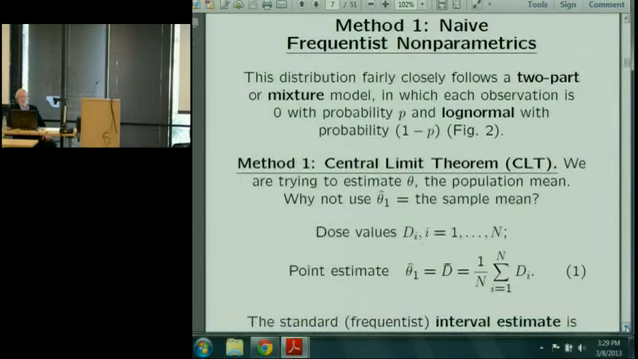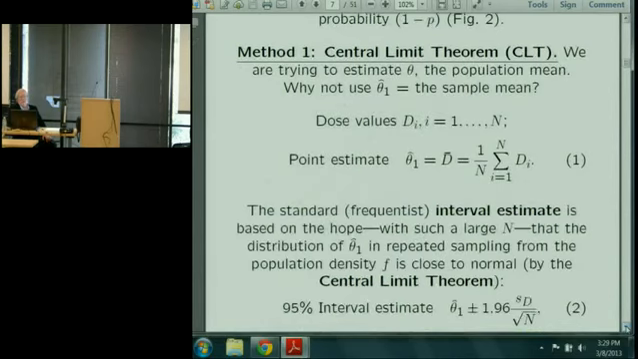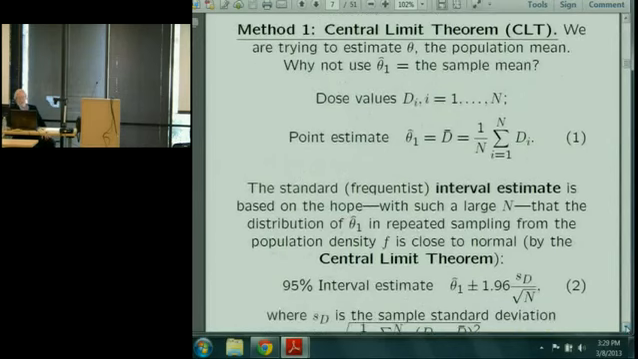So the central limit theorem is actually a nonparametric frequentist method because you get an answer as capital N gets big without having to write down any sampling distribution at all. You get the same answer by the central limit theorem. So we're trying to estimate the population mean. Why not use the sample mean?